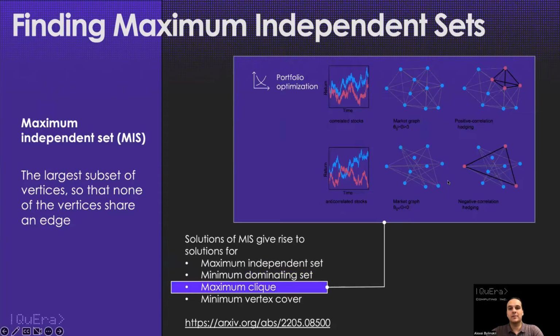The maximum clique problem is one that can be applied to financial portfolio optimization, either to detect industry sectors in a portfolio of stocks by looking for correlated stocks, or the opposite, finding anti-correlated stocks to make a maximally hedged portfolio.